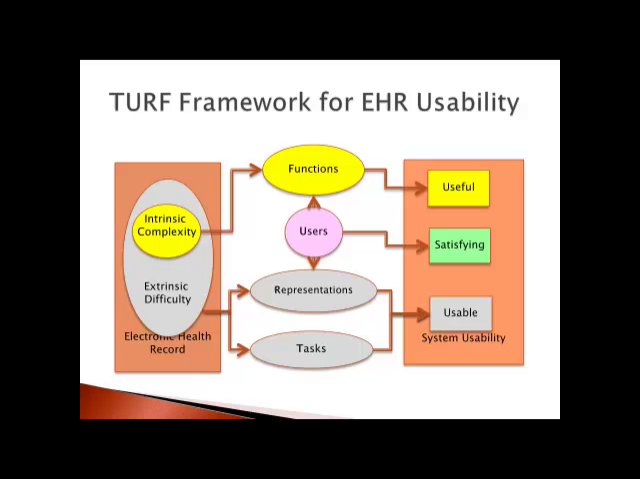Each one of these components of T, U, R, and F then splits out to different components of the definition of usability. Whether or not functions accomplish their goals is how useful the work or the system is. How satisfying the system is a function of the completion of those goals by those users using that system, which they find satisfying. And the usableness, which is the additional component of this definition, has to do with how well the tasks are supported by the representations that they're embedded in. All of this taken together is the TURF framework.